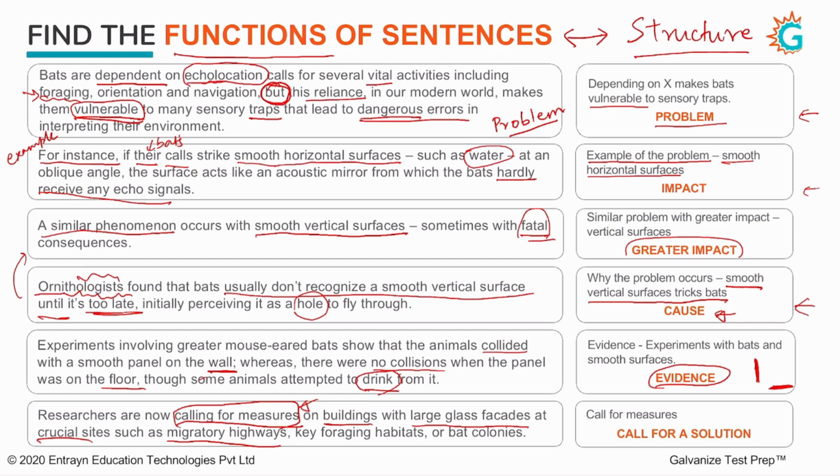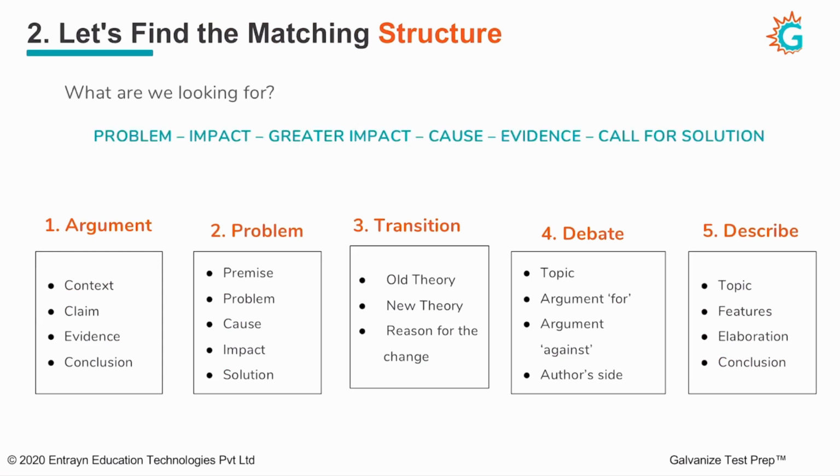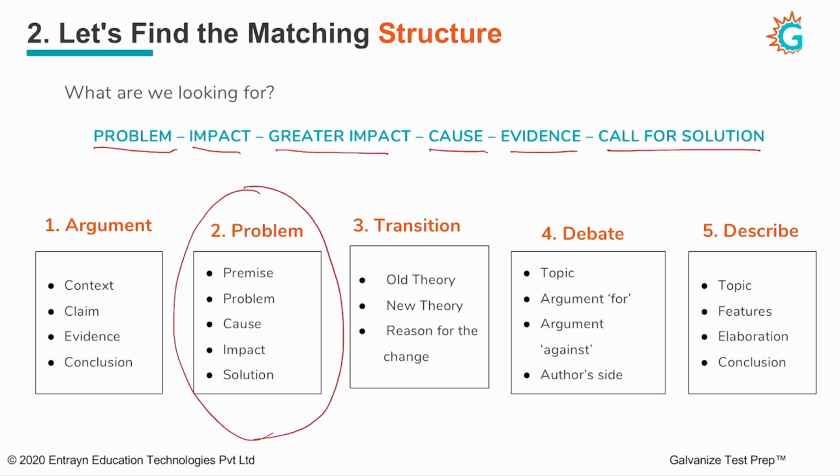Now it's time for us to find out what could be the matching structure in our list. Well, clearly we have identified that we are looking for a structure that matches problem, impact, greater impact, cause, evidence, call for solution. And like we can clearly see, this is a problem structure passage. So we do know that this passage fits into the problem structure.